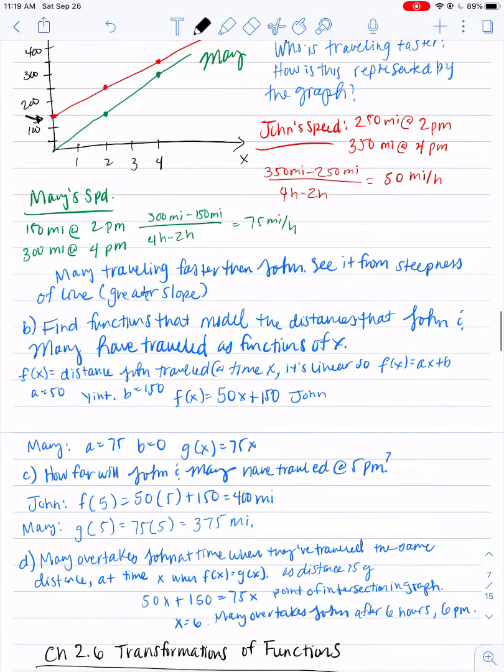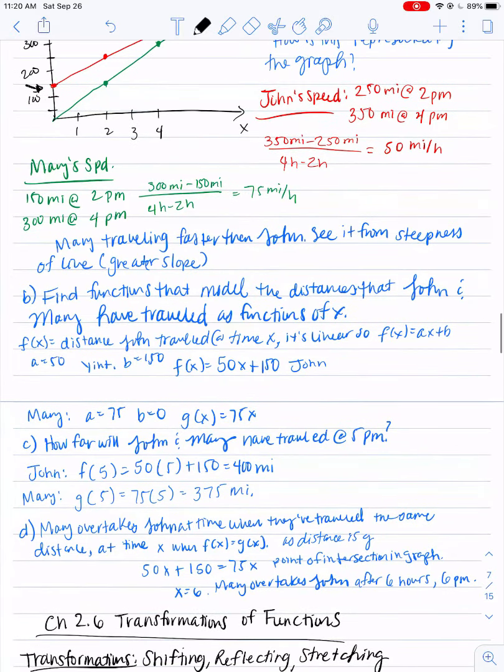Okay, how far will John and Mary have traveled at 5 p.m.? So we're going to go ahead and see what the distance is that they've traveled. So our x is going to be 5. So we'll go ahead and use the functions that we modeled in part b. So for John, f of 5 equals 50 times 5 plus 150, which is 400 miles. For Mary, that's 75 times 5 equals 375 miles that she's traveled at 5 p.m.